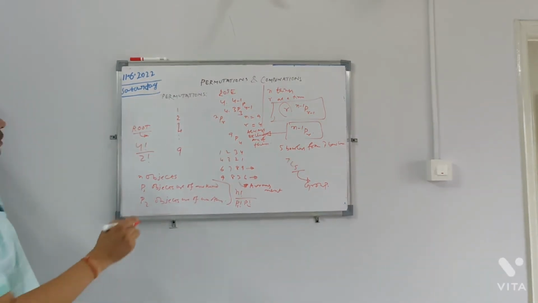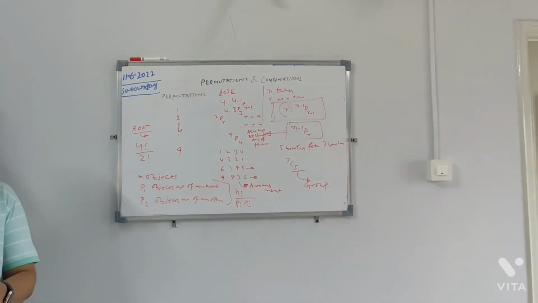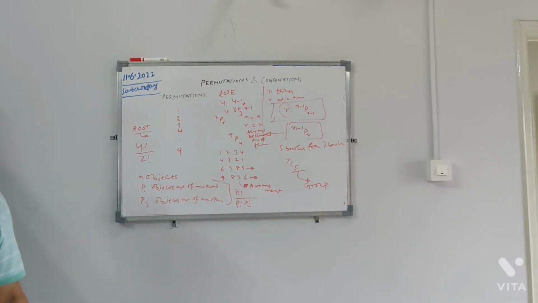So another one is the number of permutations of n different things taken r at a time allowing repetition. So if you allow repetition, then it will become n to the power n. Sorry, n to the power r.